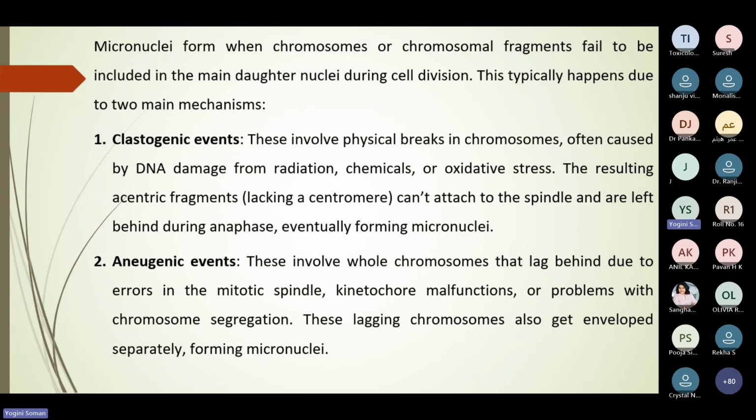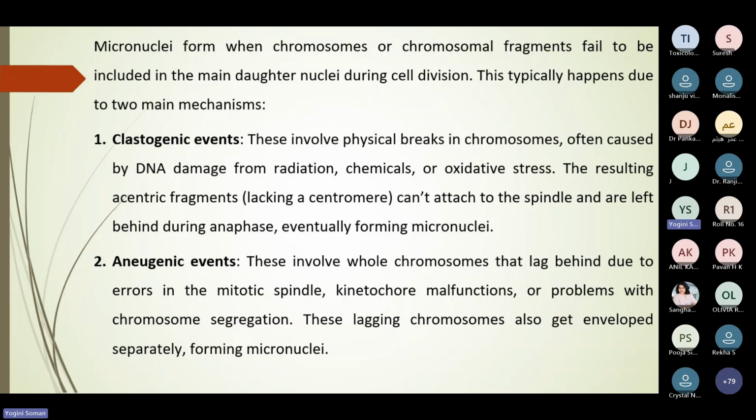In the clastogenic event, it involves the physical break of chromosomes, often caused by DNA damage due to radiation, chemicals or oxidative stress, and it results in the formation of an acentric fragment, a fragment which lacks the centromere. Due to the lack of the centromere, it cannot attach to the spindle, and it is left behind during anaphase, and it eventually forms the micronuclei. So this is the first, a clastogenic event.